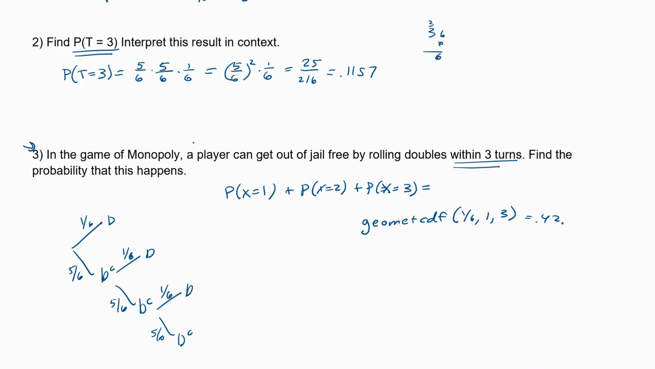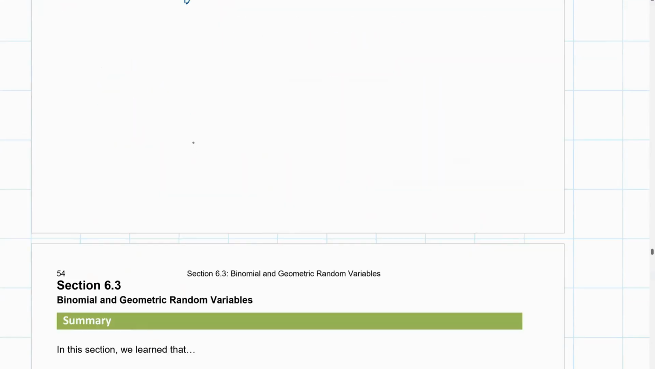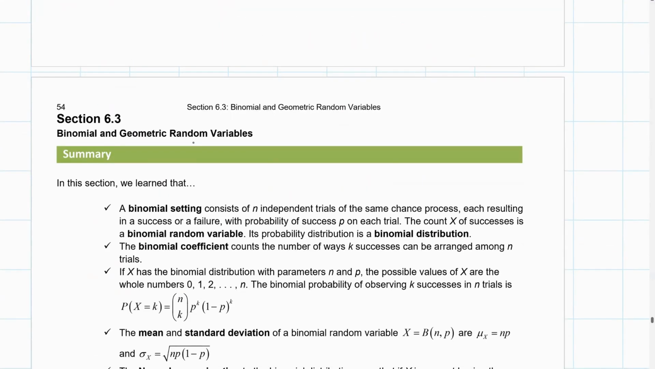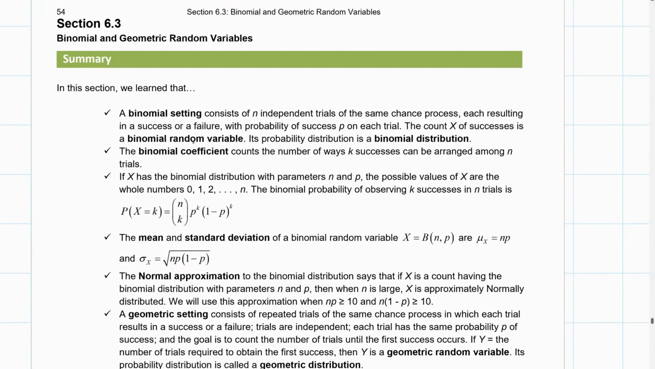All right. And that concludes our very, very short discussion about geometric random variables.